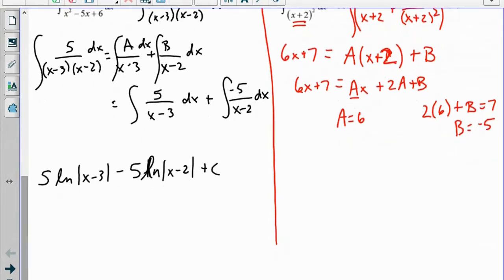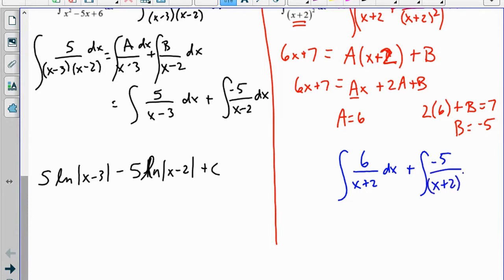So let's integrate. So I have the integral of 6 over x plus 2 dx plus the integral of negative 5 over x plus 2 squared dx. So when I integrate this, I get 6 times the natural log of the absolute value of x plus 2 minus, well, the integral of this is not going to be a natural log. So what I have to notice is that x plus 2 in the denominator is squared. I might have to make a u sub until I kind of figure out what's going on.